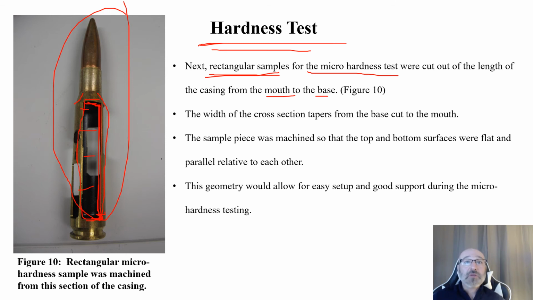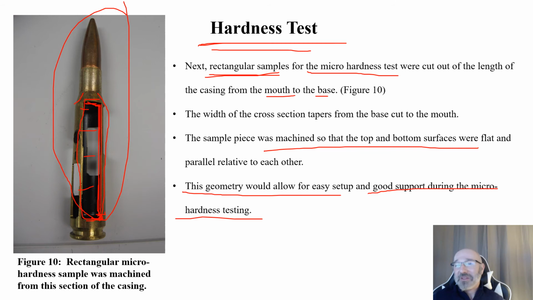Now what we did here is we machined it so that the top and bottom surfaces were flat and parallel relative to each other. And this is going to be important, as we're going to see coming up in a few slides, to have that flat parallel surface when we're running our micro hardness testing. The geometry would allow for easy setup and good support during the micro hardness testing, which again was one of those things that we needed to do a whole other design project within this to figure out how we're going to clamp and hold these specimens accurately in the micro hardness tester with this curved shape of our casing right here.